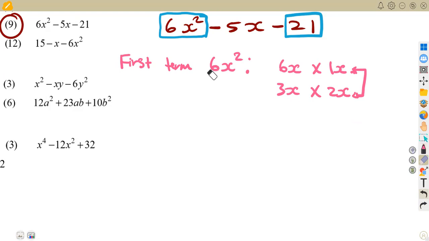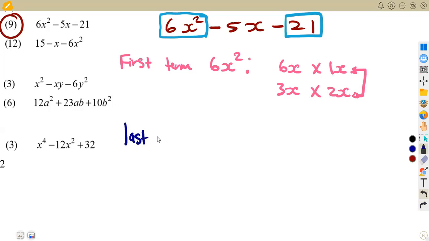For the variables, for 6x² or whatever that you have, just write whatever one way. If you write 2x and 3x, it's fine. Leave it like that, okay? If you use 3x and 2x, leave it like that, okay? Then you move on to the constant, which is the last term.